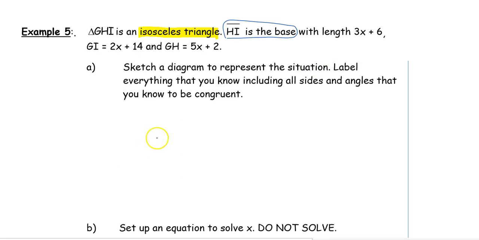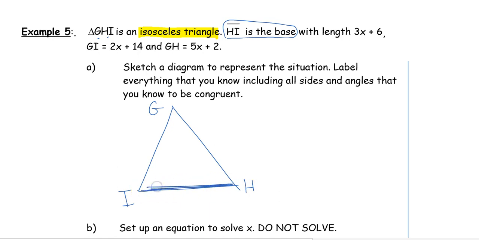So let's start by drawing our diagram. We have a triangle. It doesn't matter where we put G, H, and I. So I could put G, I could put H, I could put I, doesn't matter. Now as I read through, HI is the base. So if this is going to be the base of my triangle, that means that is the non-congruent side. That means GI and GH are the legs of the triangle. This is the base, and the legs of an isosceles triangle are congruent.